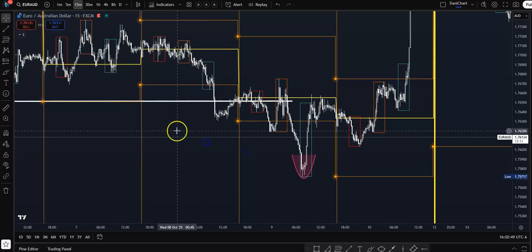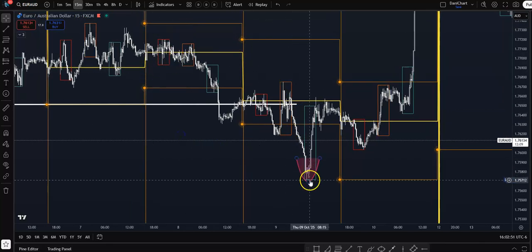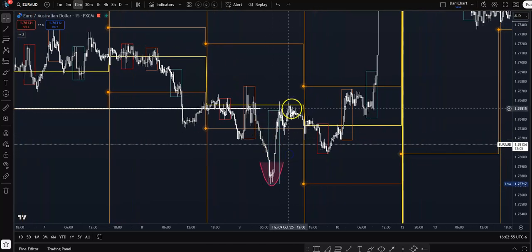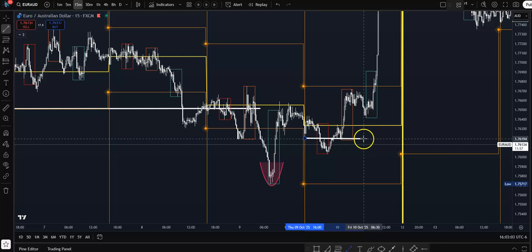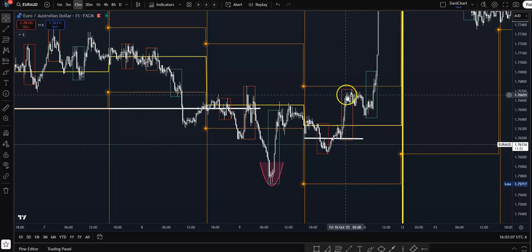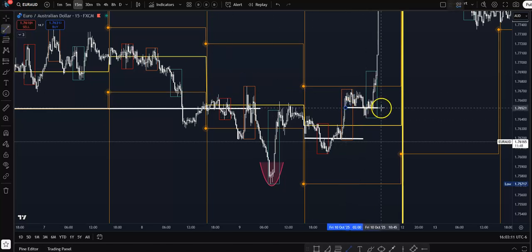So they make a peak formation on Thursday, right? And then heading into Friday, they come back down in Asia session to lock in that peak formation low, right? And then they lock in the low of the current day in London, and they explode upwards, and then we have a continuation trade. But we still have our setup.